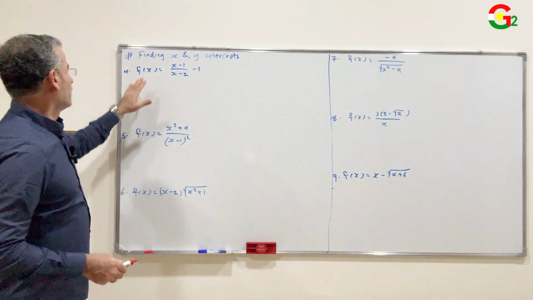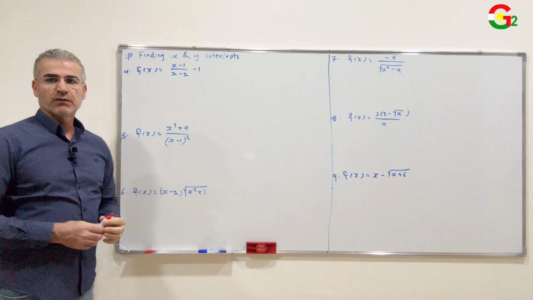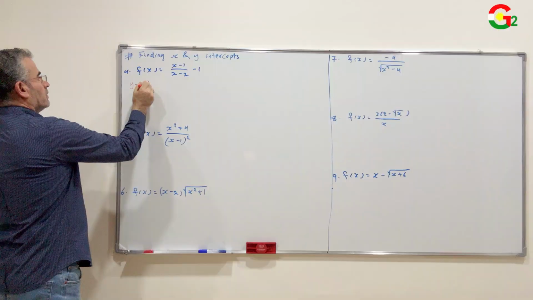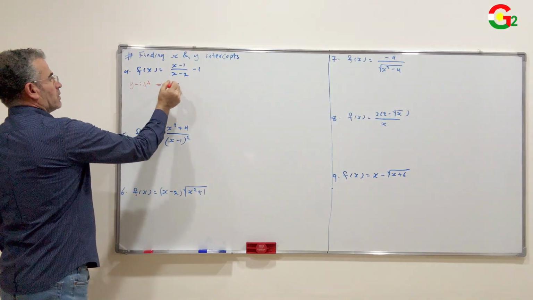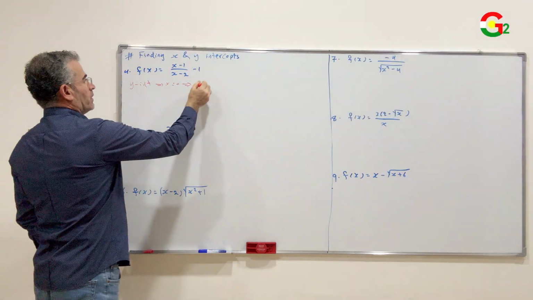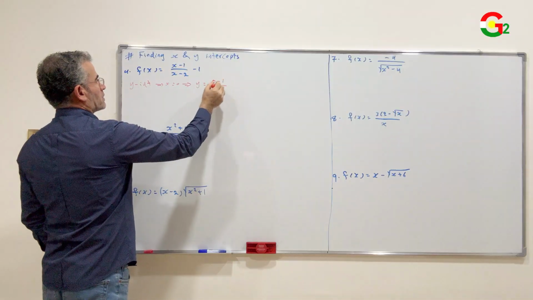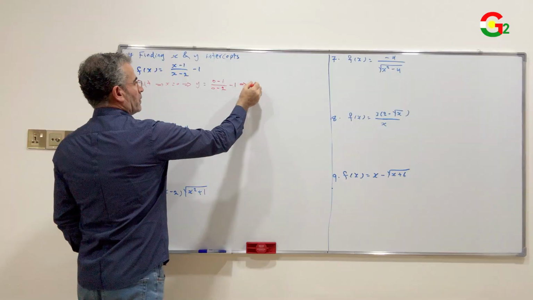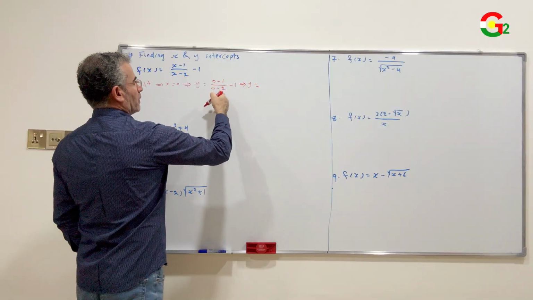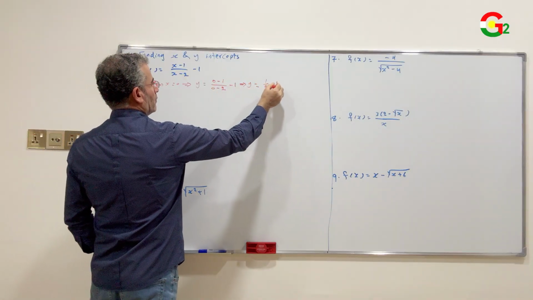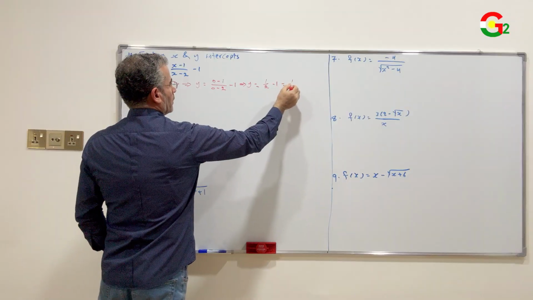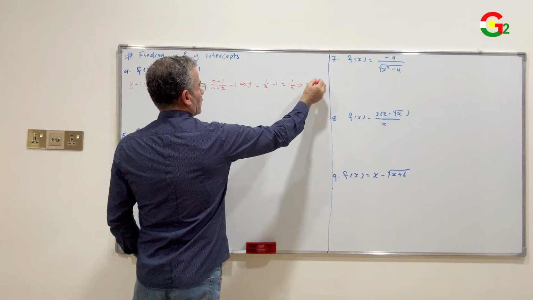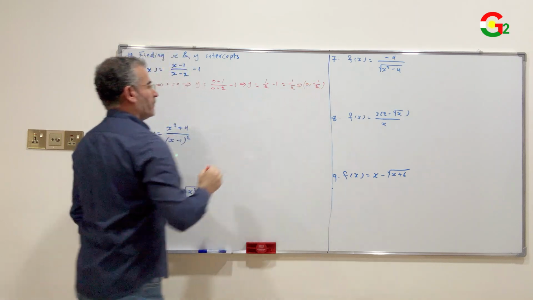Example number 4, f(x) equals (x minus 1) over (x minus 2) minus 1. For the y-intercept, we set x equals 0, then y equals (0 minus 1) over (0 minus 2) minus 1. Then y equals negative 1 over negative 2, which is 1 over 2, minus 1, equal to negative 1 half. Then the y-intercept is (0, negative 1 half).